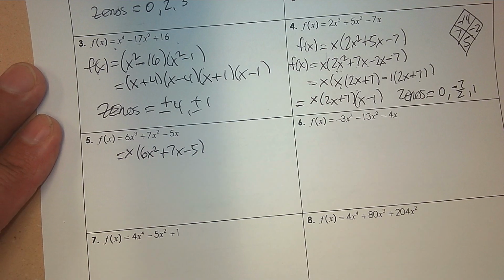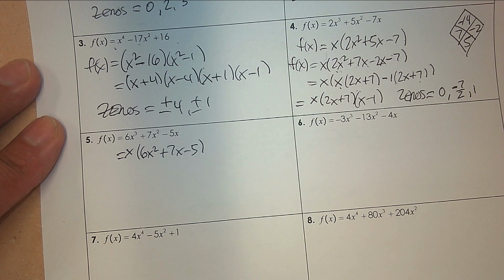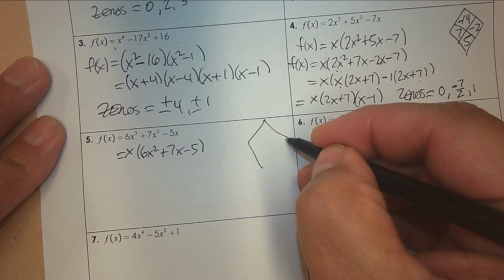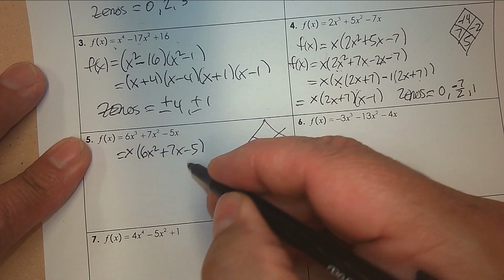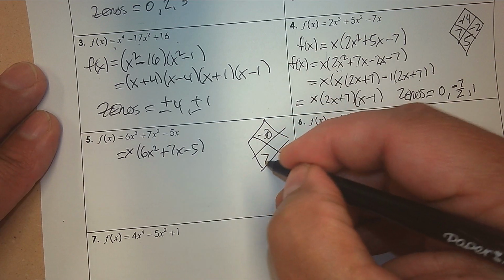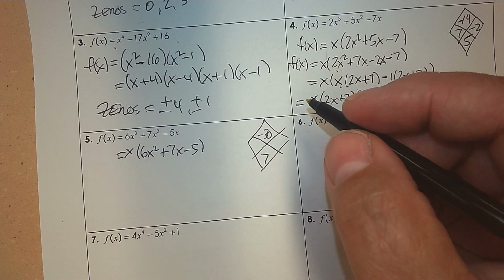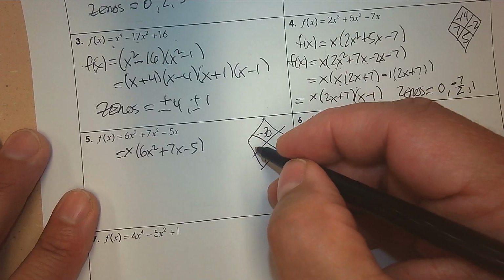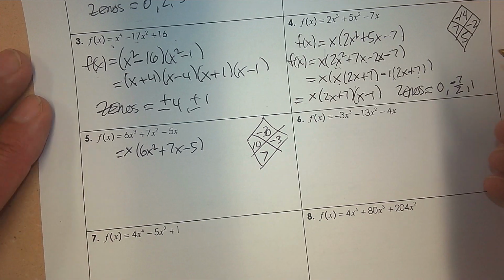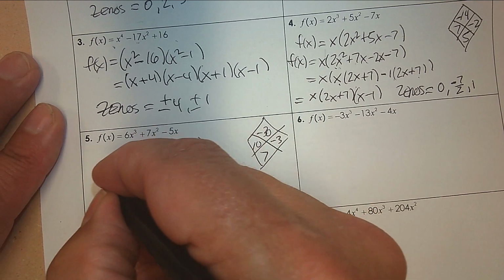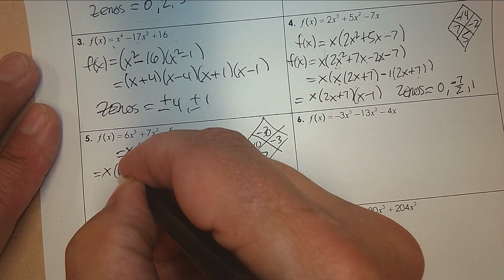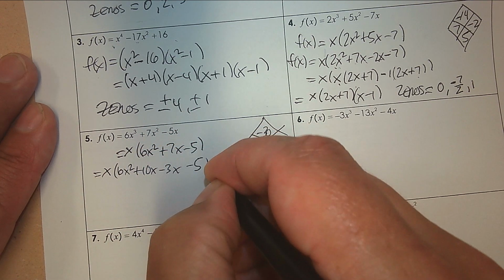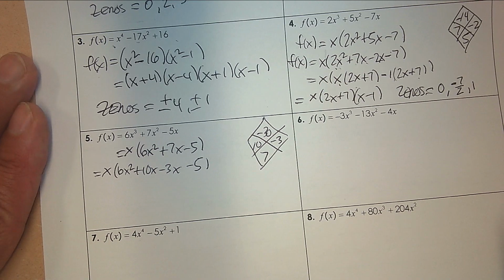Again, I recommend you try this first. Press pause and try it, and then come back. Okay. So 6 times -5 is -30 with +7. So what two numbers multiply to -30 and add to 7? So that's 10 and -3. Come back here. Take out the 7x. Put in 10x and -3x instead. So I took out the 7x and replaced it with 10x and -3x.